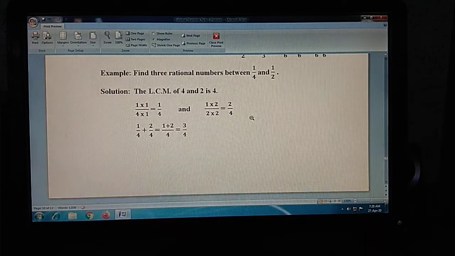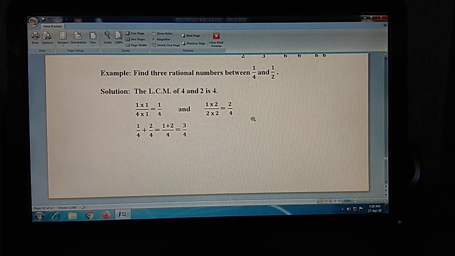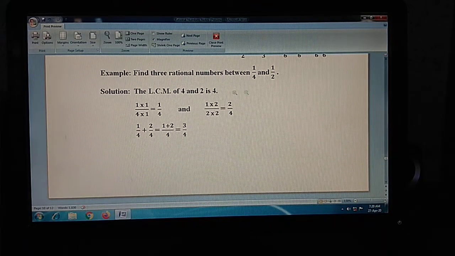Clear? Now moving on to the other method, that is the method of average or the mean. Here also same thing you have to do. You have to first find out the LCM of the denominators. We got LCM. We have to make the denominators equal. Here we got 1 by 4 and 2 by 4.